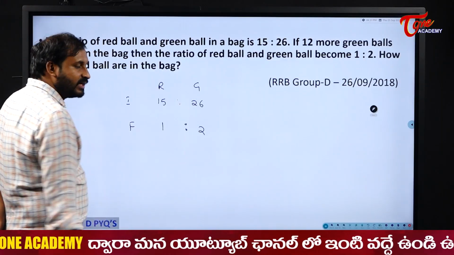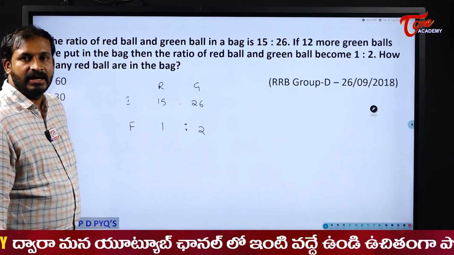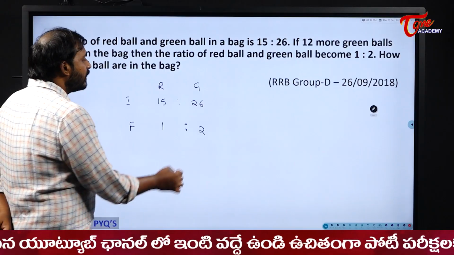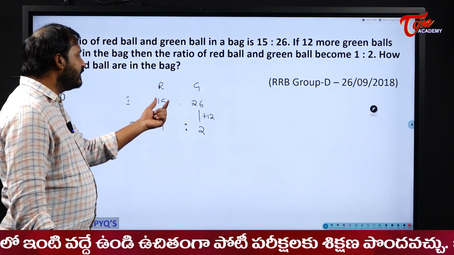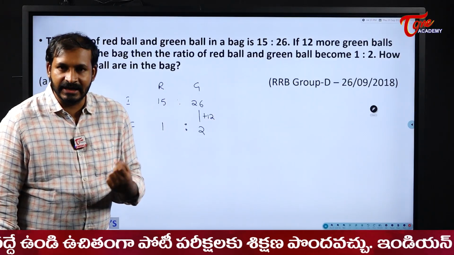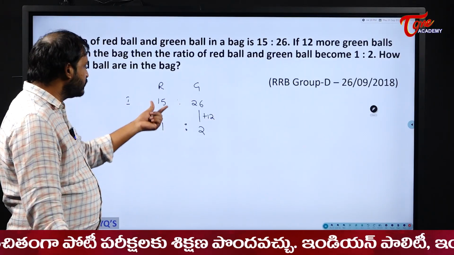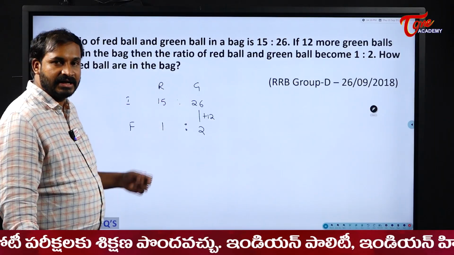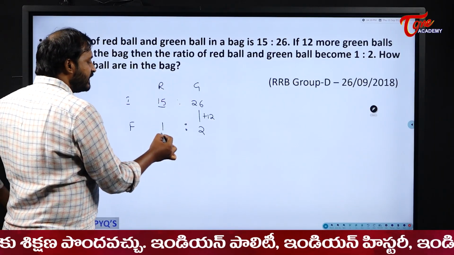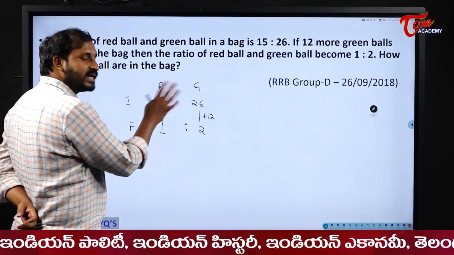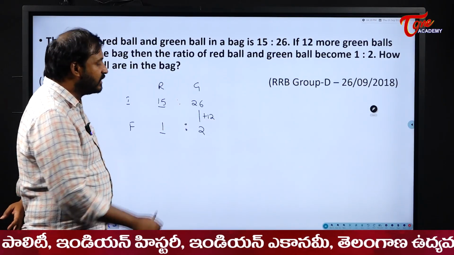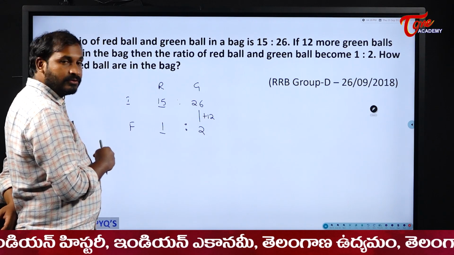When it is becoming 1:2, tell me. When I add 12 more green balls, I am adding here plus 12. Am I adding anything to red? That means, am I adding any red ball here? No. So red portion should be the same, initial and final. Initially it is 15 parts and finally it is becoming 1 part. So to make these two portions equal, why? Because red is unchanged, right? Yes sir, unchanged.